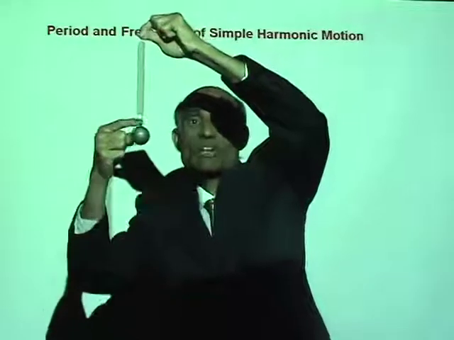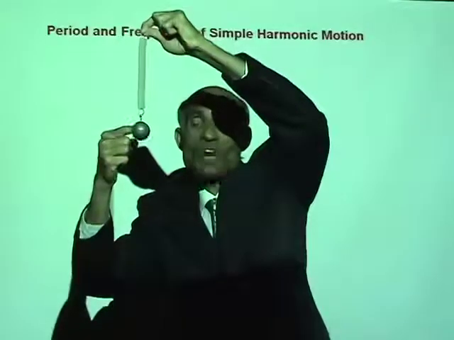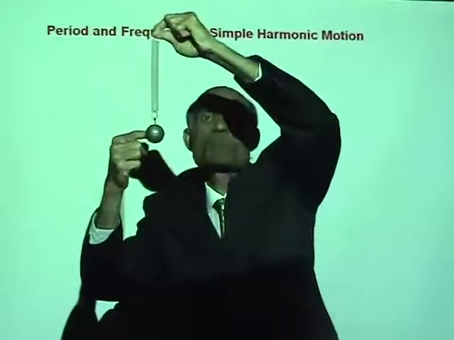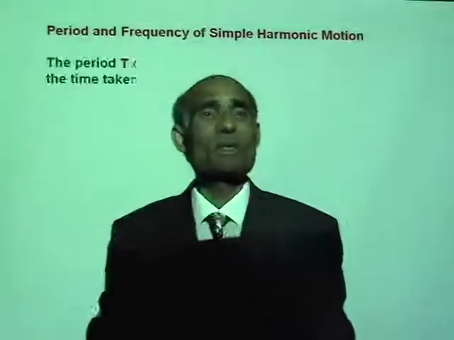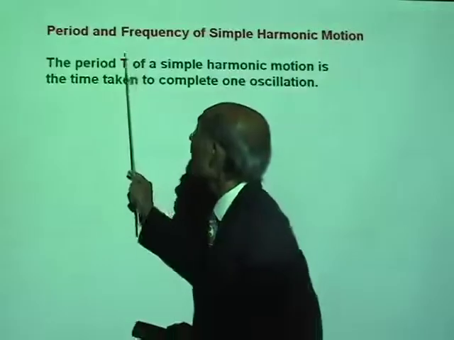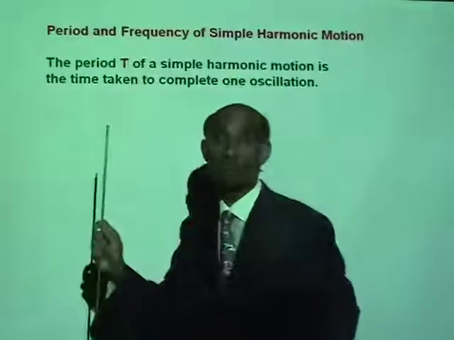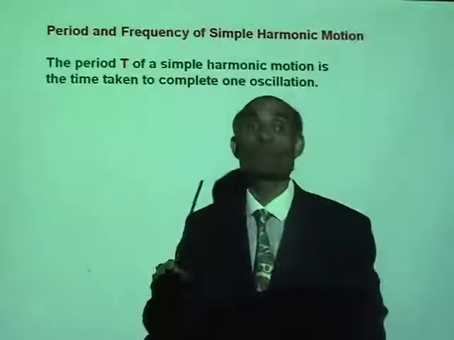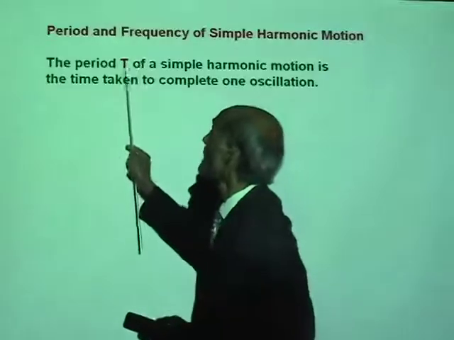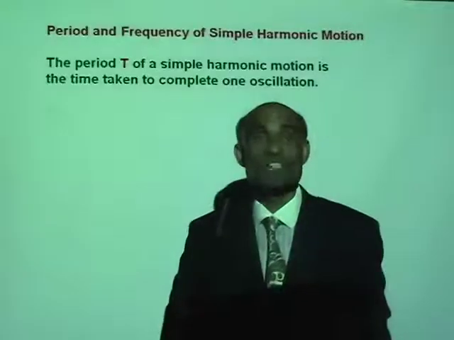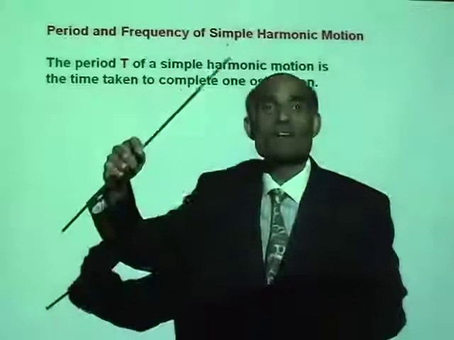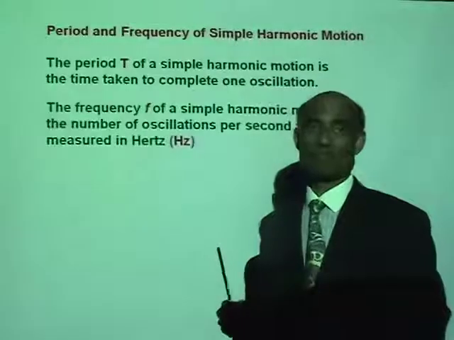The time taken for one complete oscillation is called the period of oscillation. And we generally represent the period by the uppercase T. Do not use the lowercase t for period. Period, the uppercase T of a simple harmonic motion, is the time taken for one complete oscillation.